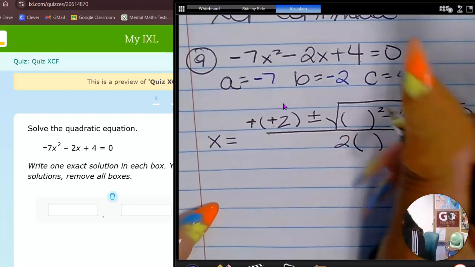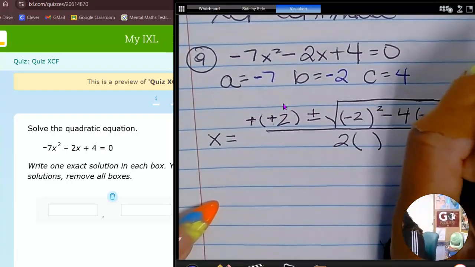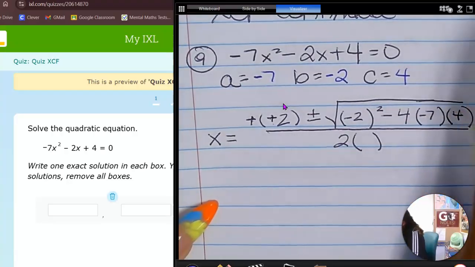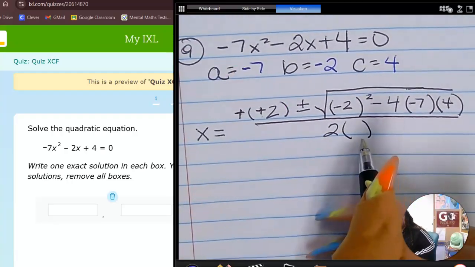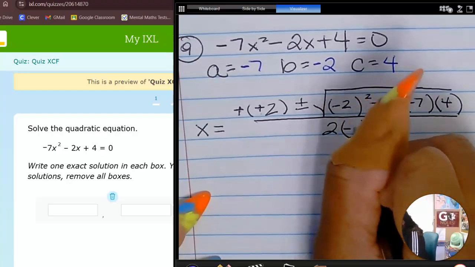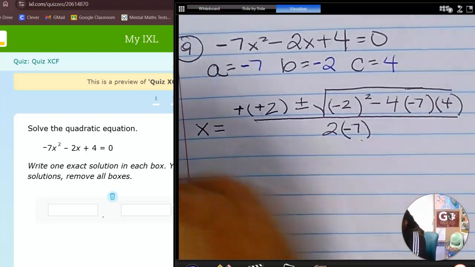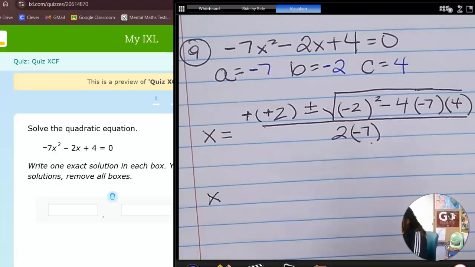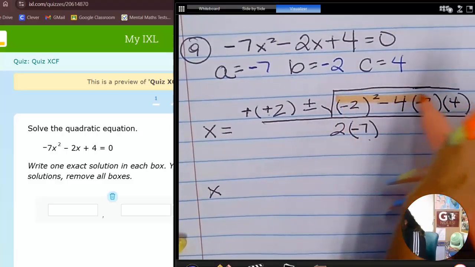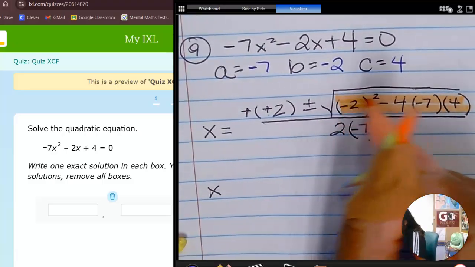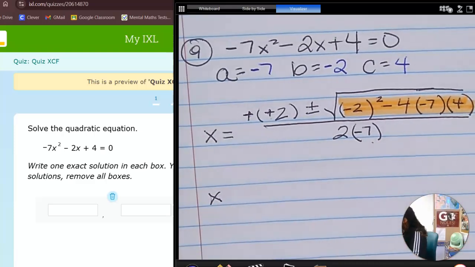Negative 2, negative 7, and 4, and then who goes down here? Negative 7. So then I'm going to type this in Desmos. Don't shout this out at me. Just write it down on your papers, please. I got it. Thank you.